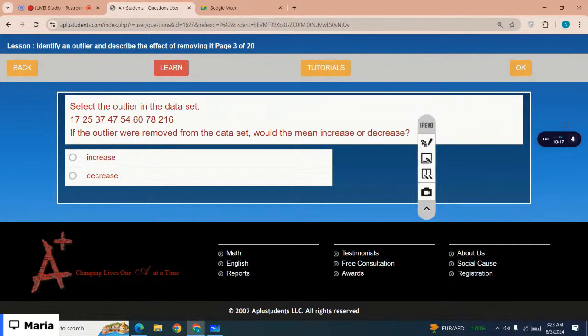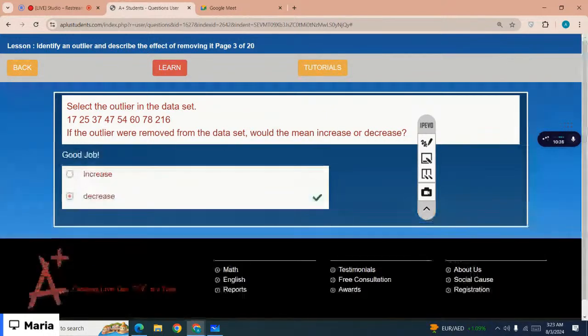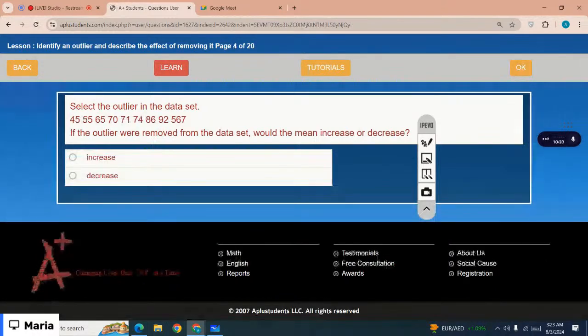Yes, the outlier is 216, which is a larger number. If you remove 216, then the mean of the given data is decreased. The correct option is decreased. Yes, 567 is the outlier, and if you remove the greatest number, then the mean decreases. You can complete the lesson by yourself later today. Let me just move on to the next lesson.